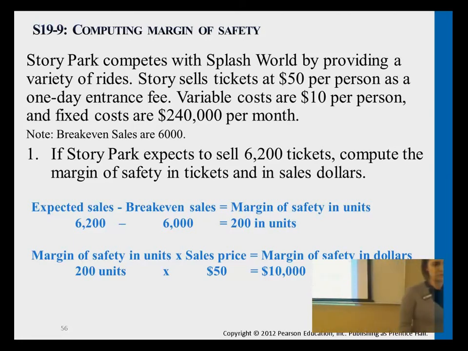Okay? So all you're going to do is take expected sales minus break-even sales. You'll get margin of safety in units. And then you'll take that margin of safety in units and multiply it by the sales price.